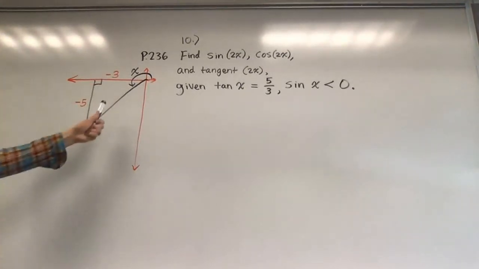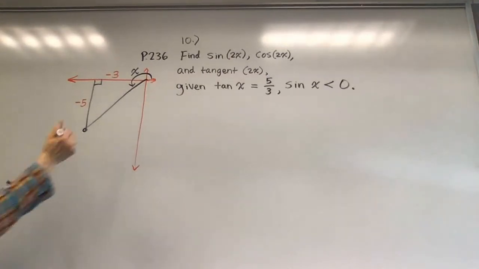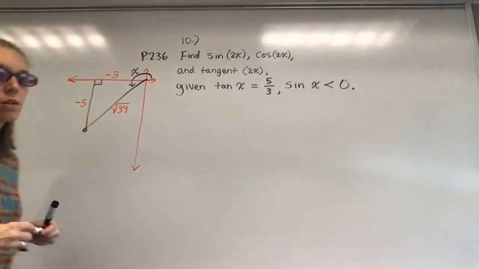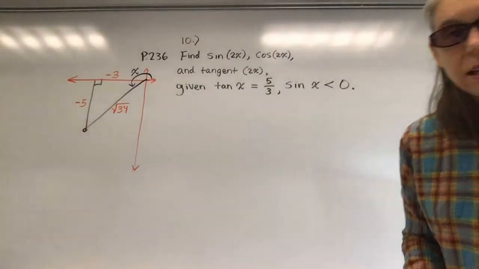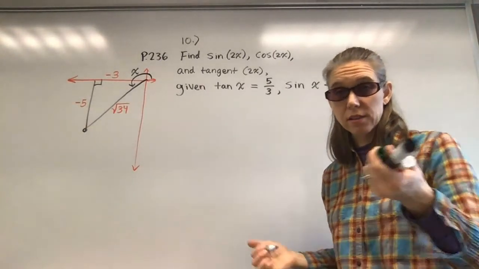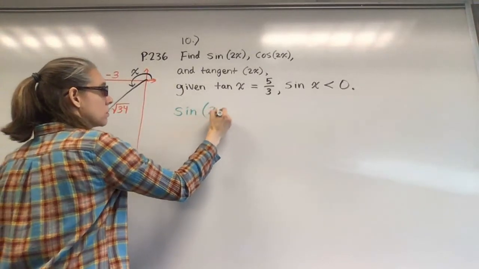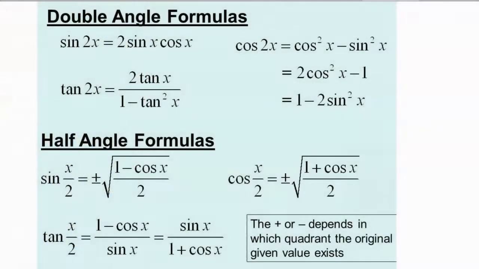So then next we need to have the hypotenuse of our right triangle. So 3 squared plus 5 squared is going to be 34. So that makes the hypotenuse square root 34. Okay, so the first step is done, and from here it should be pretty simple. So we're going to work through sine 2x, cosine 2x, and tangent 2x, starting with sine 2x. And then all we need to do is switch over to the formula. We see that the sine of 2x is 2 sine x cos x.